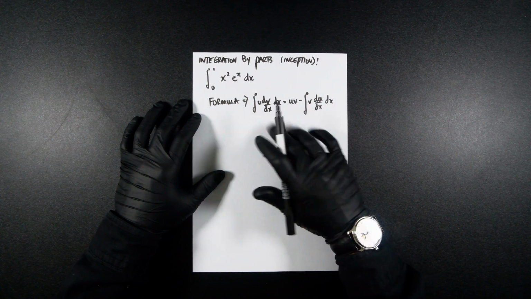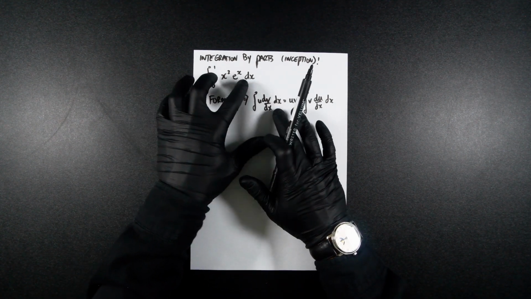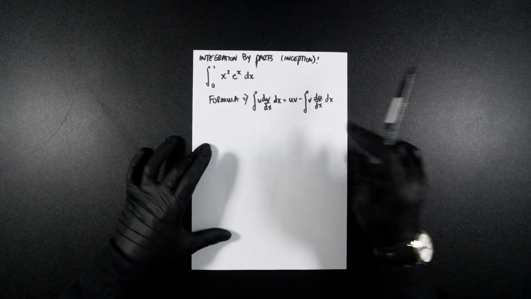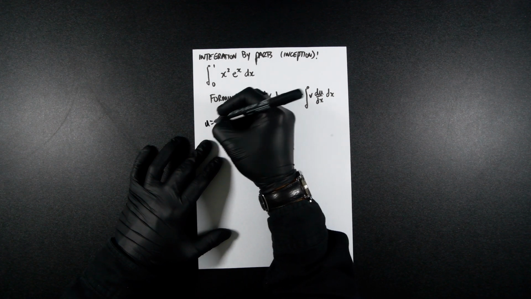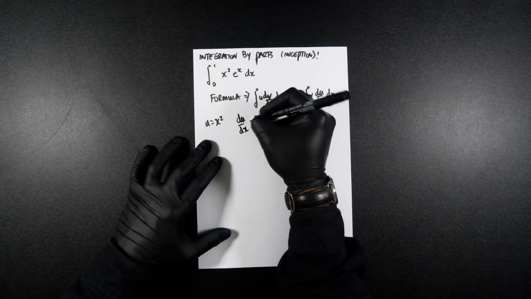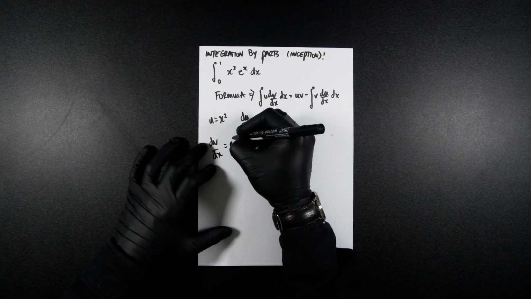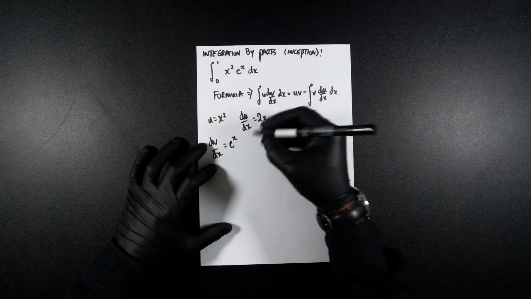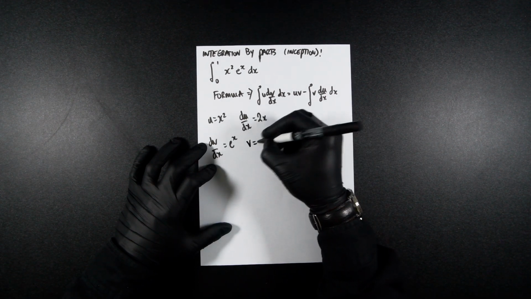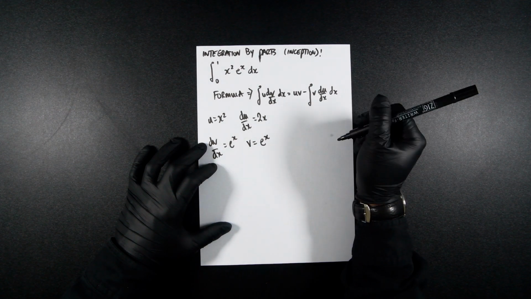So we're going to use this formula where the integral of u dv/dx gets put into this formula. So u equals x squared, so therefore du/dx will equal 2x. dv/dx is e to the x, and we know that e to the x differentiated or integrated is just itself again. We can now plop it into this formula.